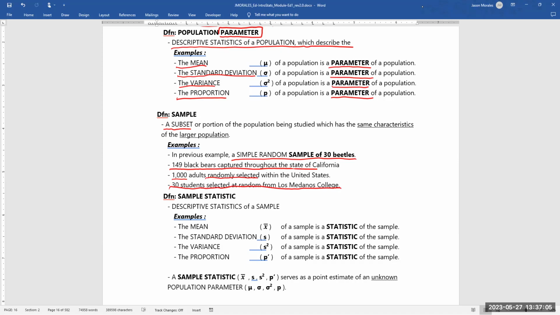Now, we can also calculate descriptive statistics of a sample. But a descriptive statistic of a sample is called a sample statistic. So examples, if we calculate the mean of a sample, then the mean of a sample is called a statistic of the sample. If we calculate the standard deviation of a sample, then the standard deviation is called a statistic of the sample. If we calculate the variance of a sample, it is a statistic of the sample.